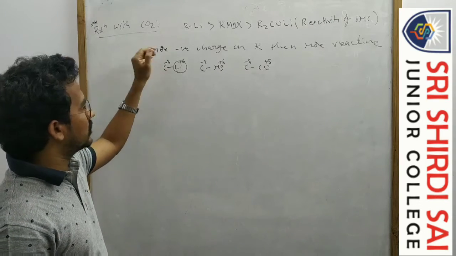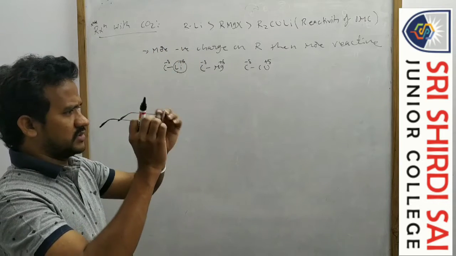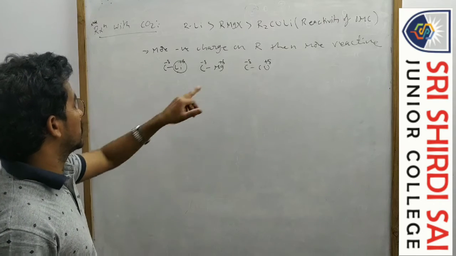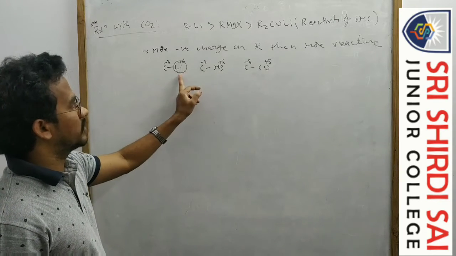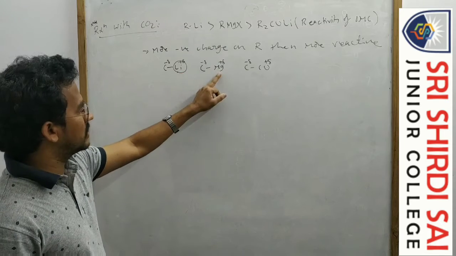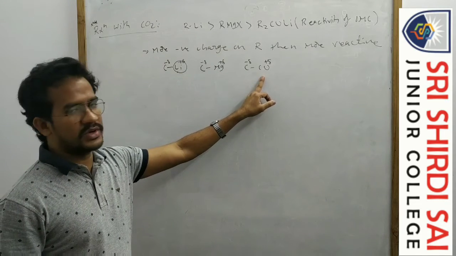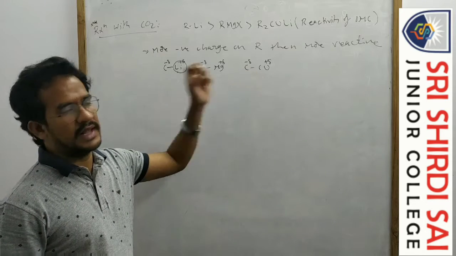So more negative means more nucleophilic. More nucleophilic means it readily attacks the carbonyl compounds, readily attacks the carbonyl carbon. Now carbon-magnesium: magnesium is less electropositive than lithium, since it is a second group element. And the carbon-copper bond involves d-block elements, so it is very less electropositive, so the negative charge on the carbon is less.